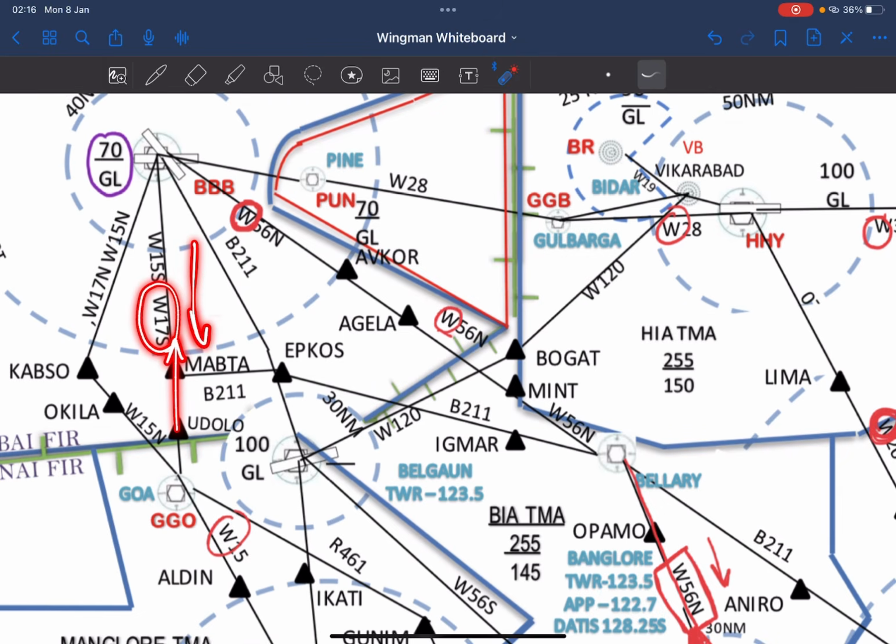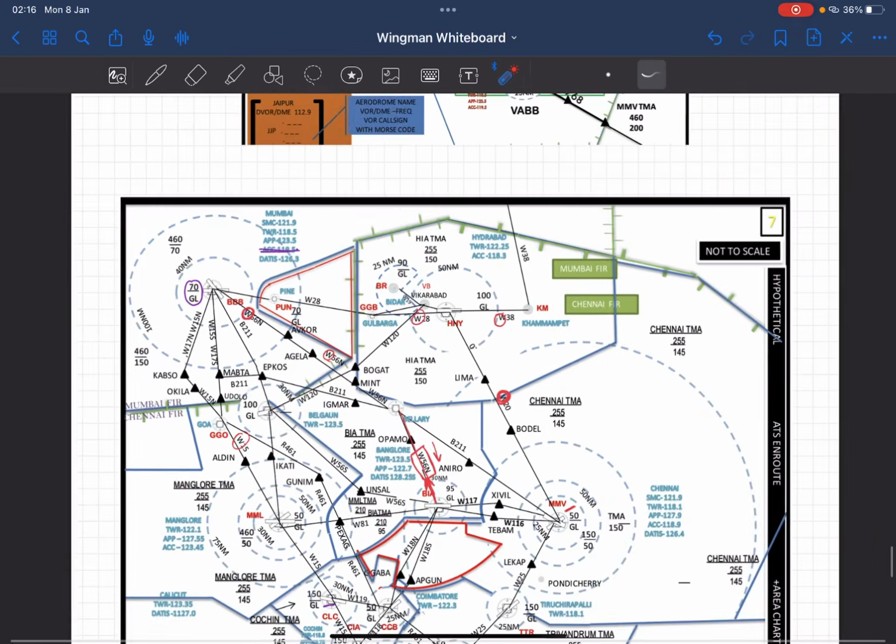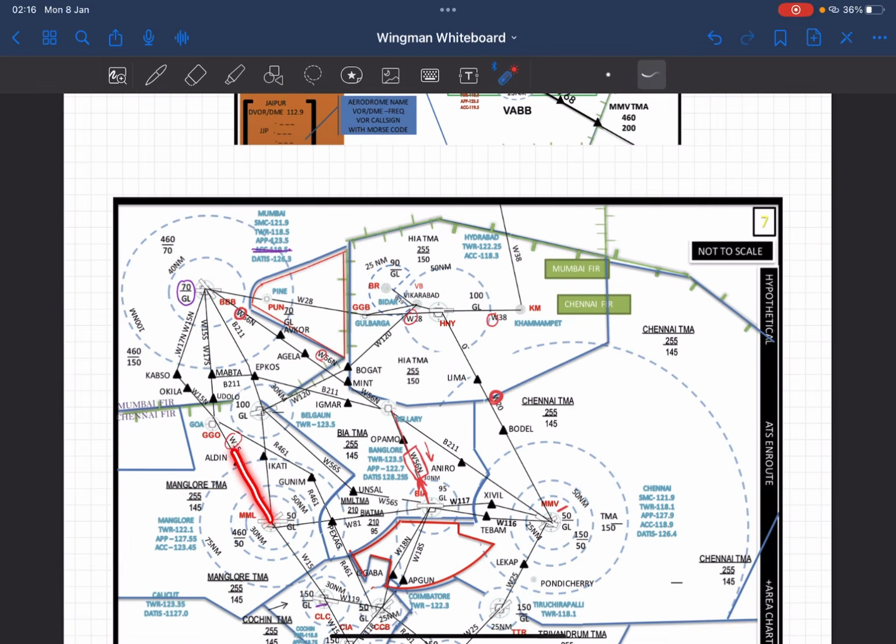We can only fly south on this. We cannot fly north, right? Because it's a unidirectional route. Fine. So we have one route like this. Another route is like this. Okay. Then say, let's say that these both routes are shut.